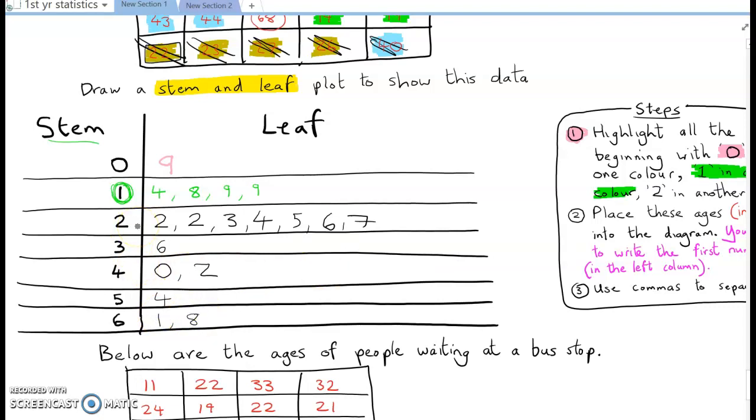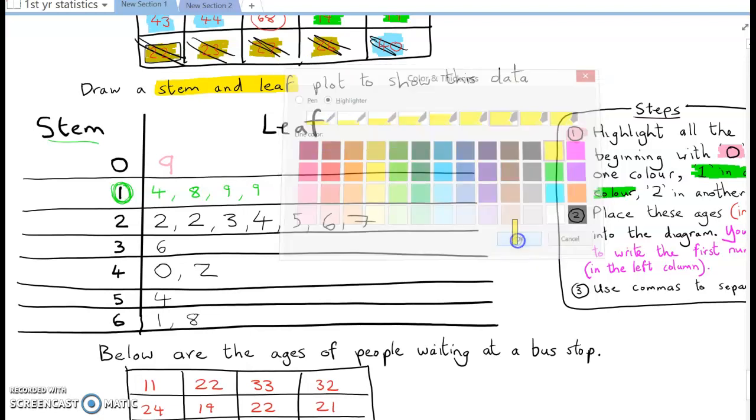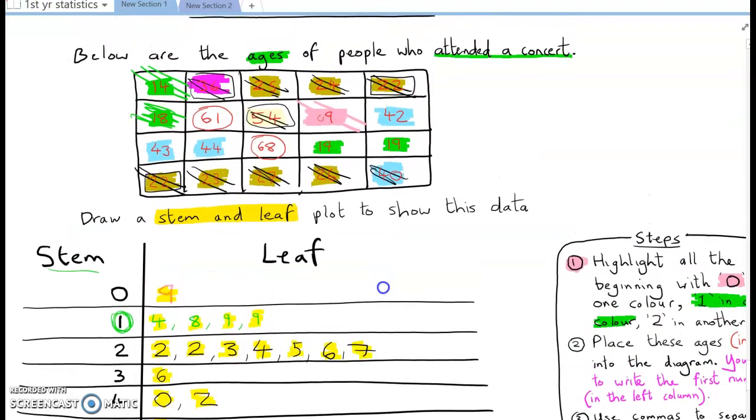Now, how do I double check I've remembered everyone? Just by quickly counting up my numbers. I should have 20 people. Okay, so let's go through and see if we've got 20 numbers. 1, 2, 3, 4, 5, 6, 7, 8, 9, 10, 11, 12, 13, 14, 15, 16, 17, 18. I've made a mistake. Who have I left out?